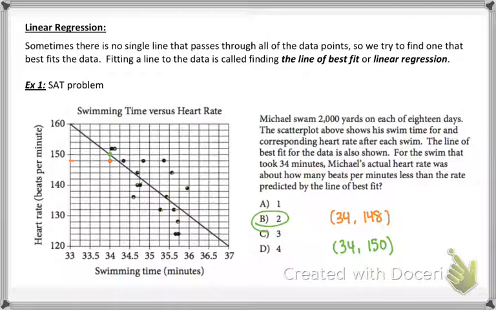And so that's the purpose of the line of best fit. It helps us make a prediction so that even though none of his swims took 35 minutes, we can say, well, if it takes him 35 minutes to do his swim, his heart rate will probably be at 140 beats per minute. So line of best fit helps us make predictions based on our data that we collected to create our scatter plot.